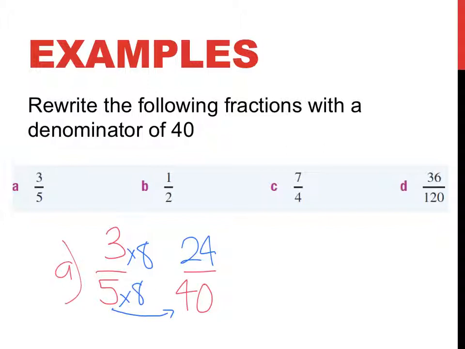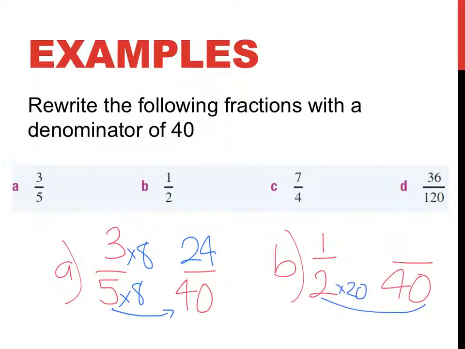This one here, B. Okay, B is a half at the moment, or 1 over 2. I need to give it a denominator of 40. What have I multiplied 2 by to get to 40? Well, I've times 2 by 20. If I multiply the bottom by 20, I have to do exactly the same thing to the top. I have to multiply the top by 20. So half with a denominator of 40, an equivalent fraction, is 20 over 40.